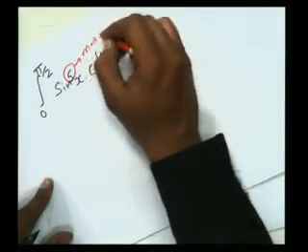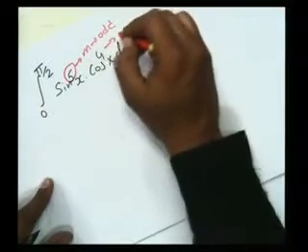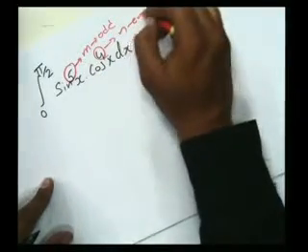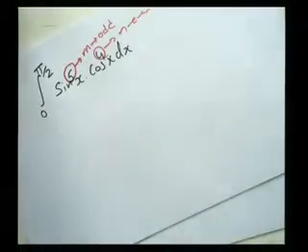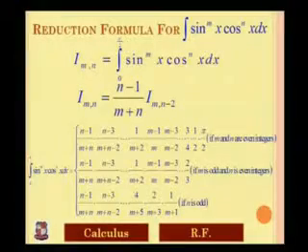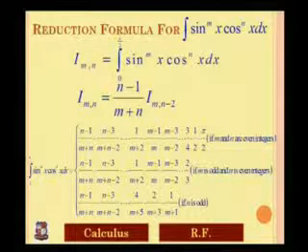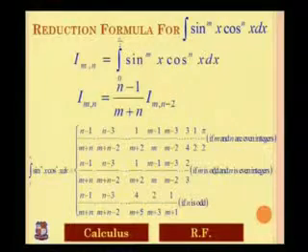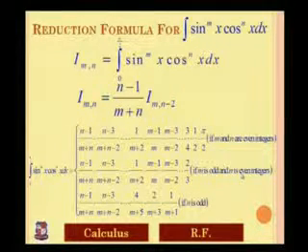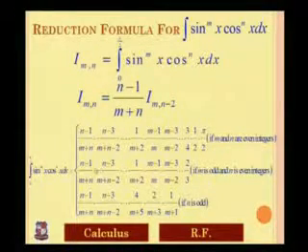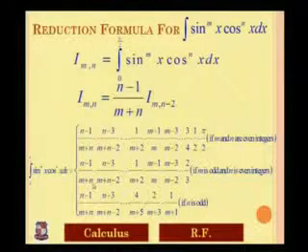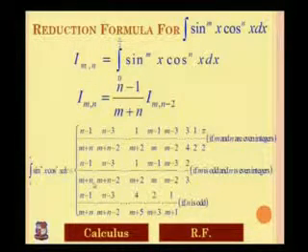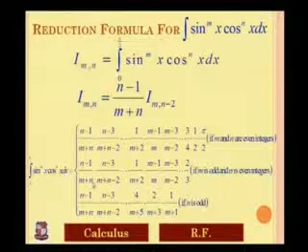m is odd and n is even. Just look at the table or look at the result where m is odd and n is even. Then we can apply this result, n minus 1 upon m plus n. That means here n is 4 and m is 5.